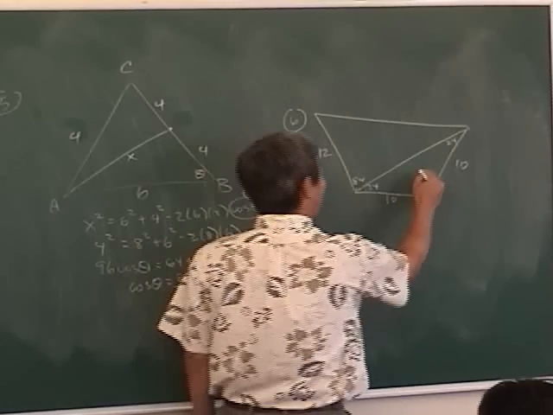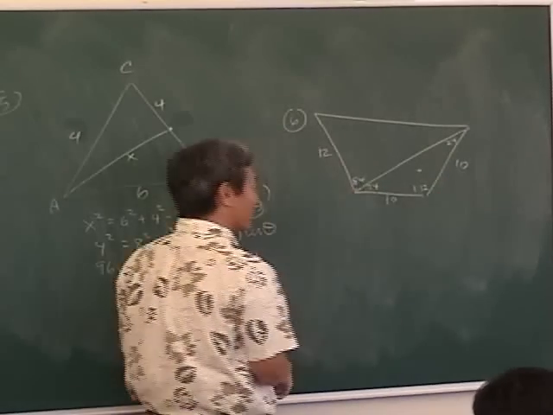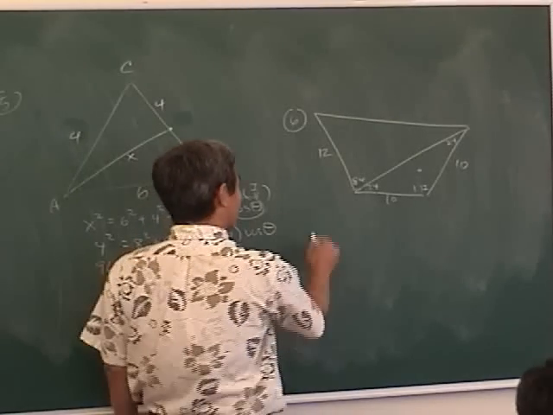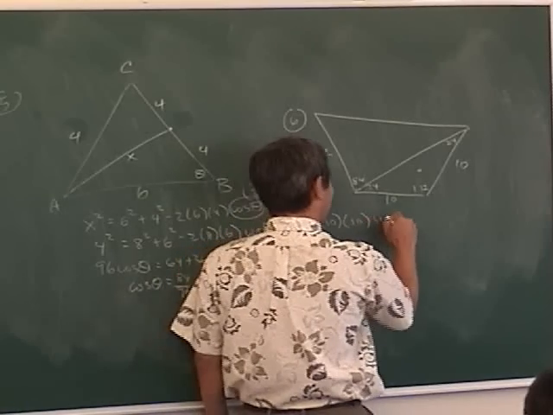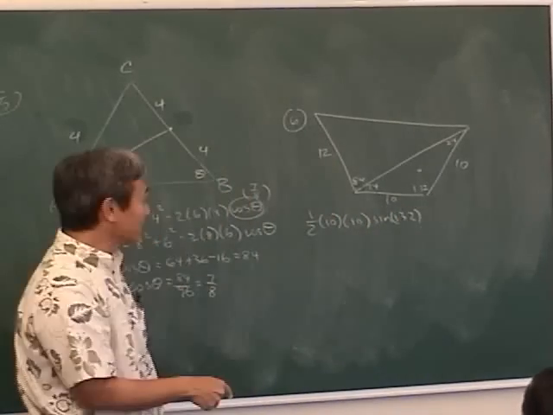Okay, now how do you find the area of this triangle? Easy. You know two sides and the included angle. What do you do? One-half AB sine C. So one-half AB sine C. And your calculator should be in degree mode for this problem, right?